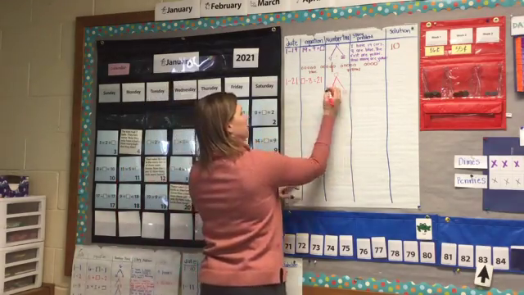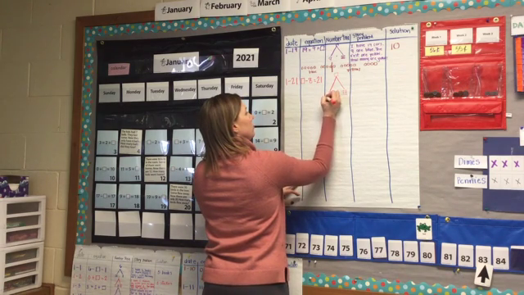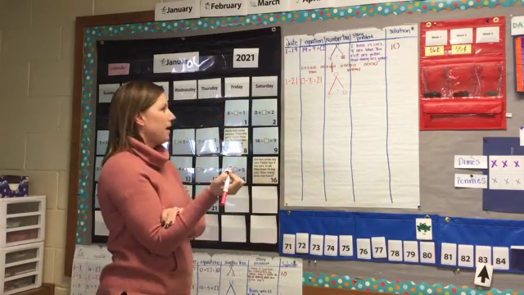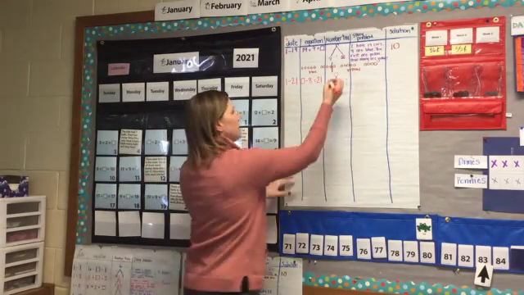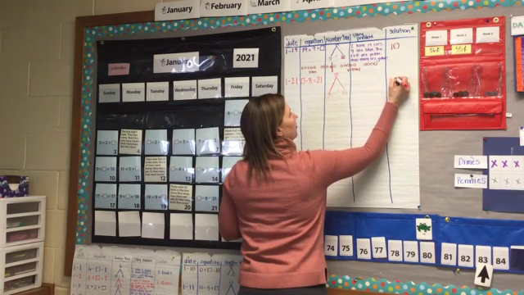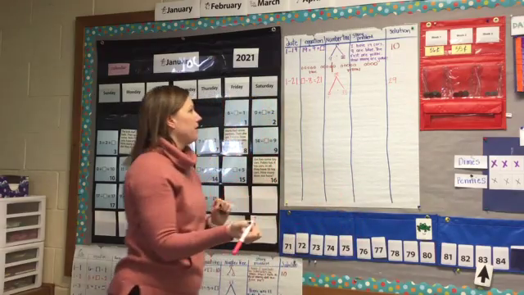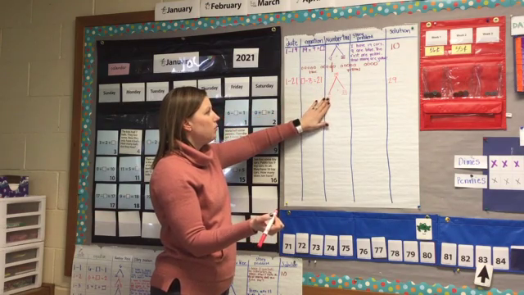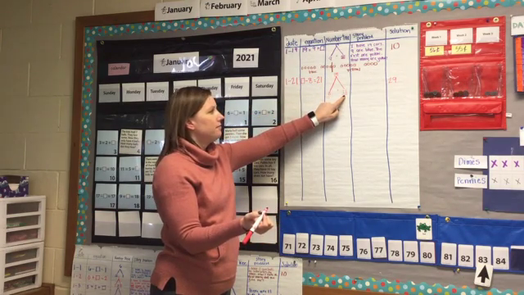So 21, and then I'm going to count on for 8. 21, 22, 23, 24, 25, 26, 27, 28, 29. Okay, 8 plus 21 equals 29. Okay, so there were 29 to start with. And that makes sense. If we have 29 and we take 8 away, we're left with 21.